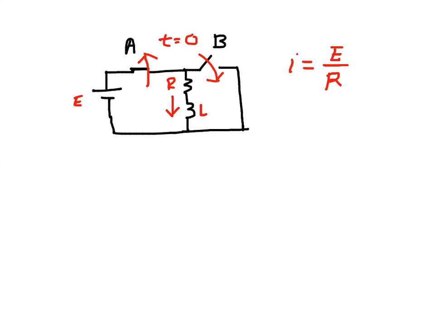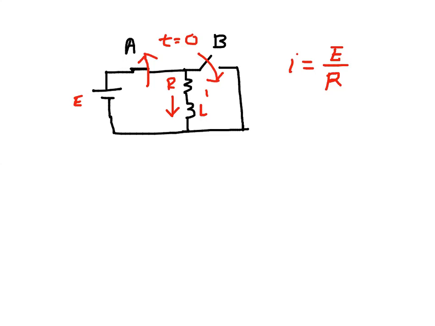So current is E over R, as we saw in the last video. Now at t is equal to 0, switch A is opened while switch B is closed. So the current through the inductor will not stop immediately. It will decay. Since the inductor doesn't allow the current to change instantaneously, the current will go through it for a while and then it will decay.